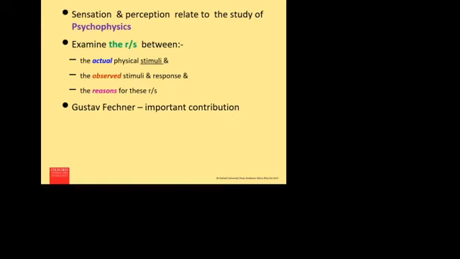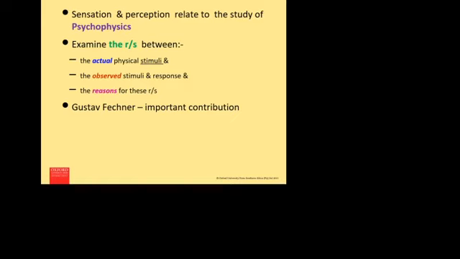there's another area under sensation and perception. They call it the study of psychophysics, where they study the relationship between the actual physical stimuli that exist outside and the observed stimuli and response. The actual stimuli are no different, everyone sees the same. The observed stimuli is what people perceive, observe, and respond to, and that can lead to misunderstanding.